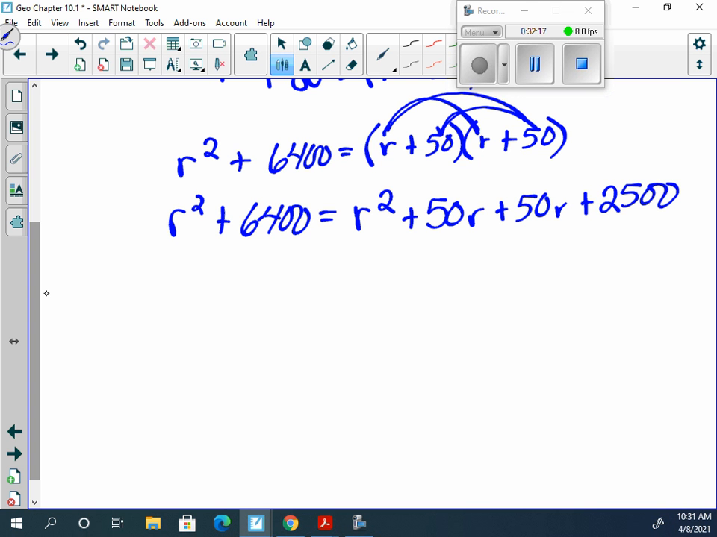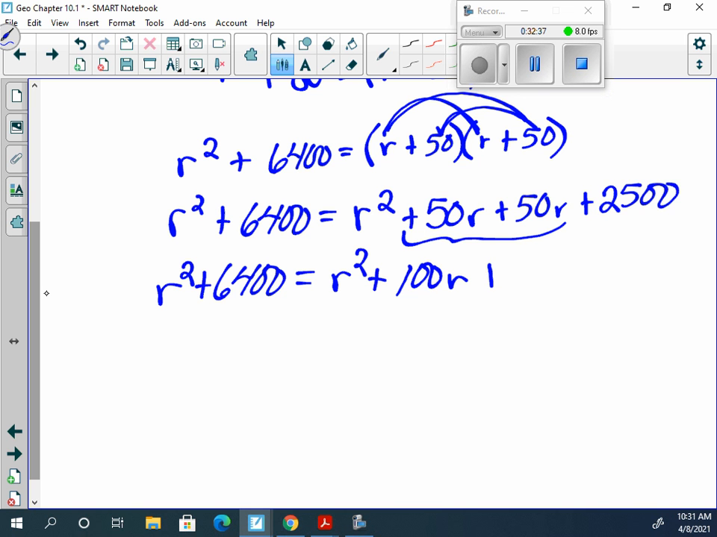Any questions on any of this here so far? Okay. We'll still have r squared plus 6,400. Before we do anything else, we do need to combine our like terms. Well, 50r plus 50r is 100r plus 2,500.